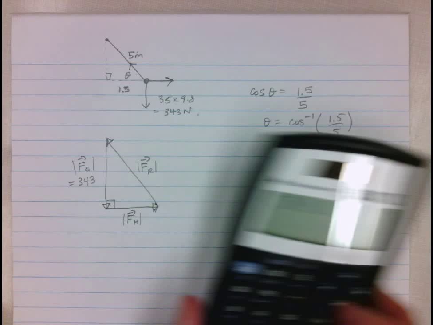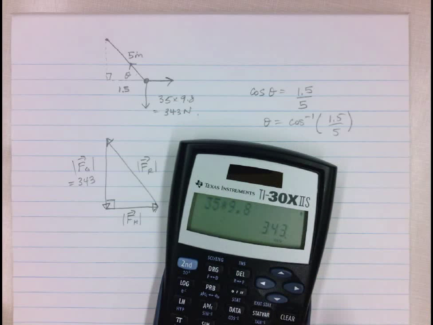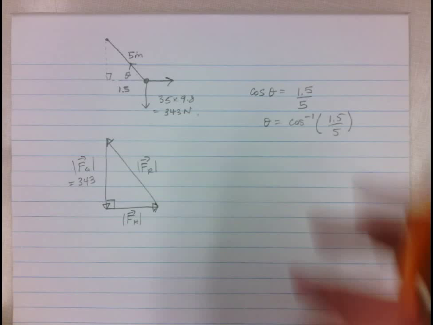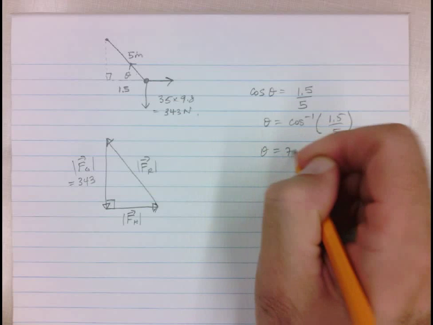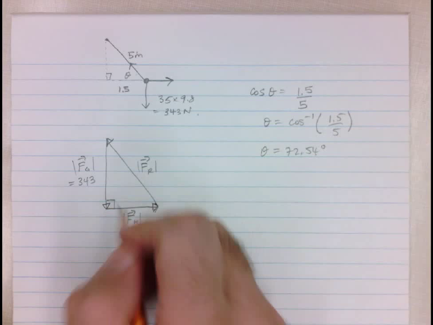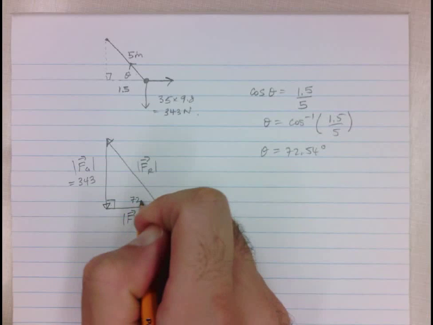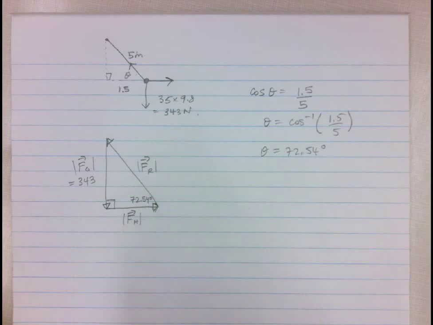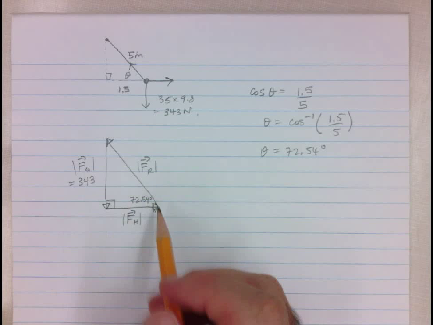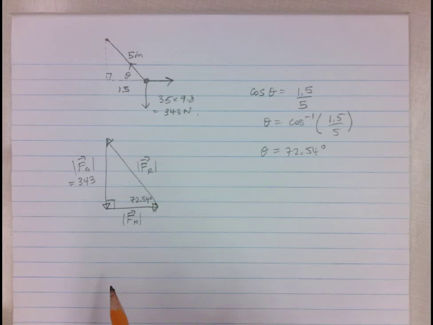Let's calculate that here. Please make sure that if your calculator does not open up a bracket when you use the trig ratios, you do it yourself. So 1.5 divided by 5, and that's 72.54. So I know that this angle here is 72.54 degrees. And because it's a right angle triangle, I can just again use the primary trig ratios. So let's do that.